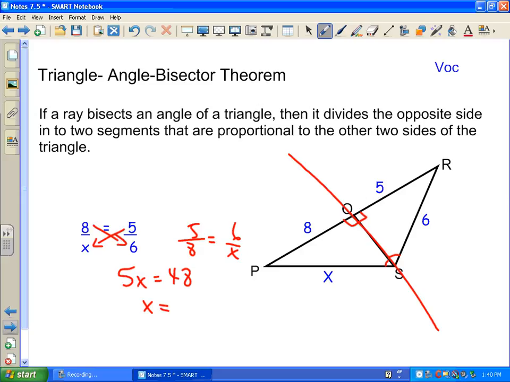5 goes into 48 9 times. That would leave me with 45 and 3 left over. If I add a decimal point, it'll go 6 times. So I can do long division sometimes.